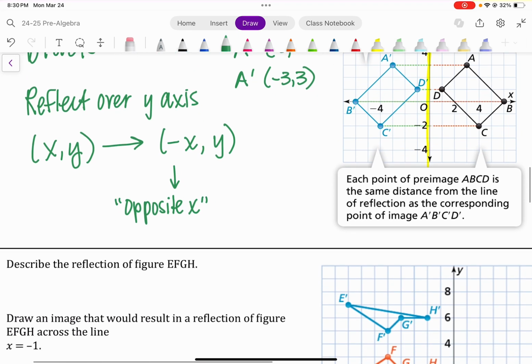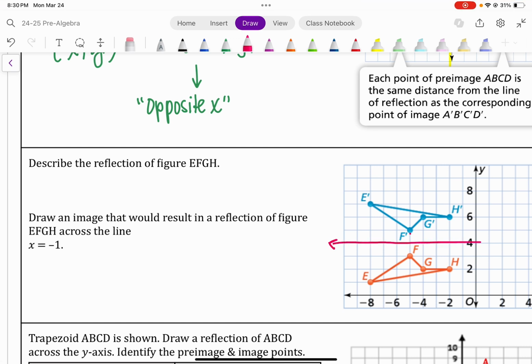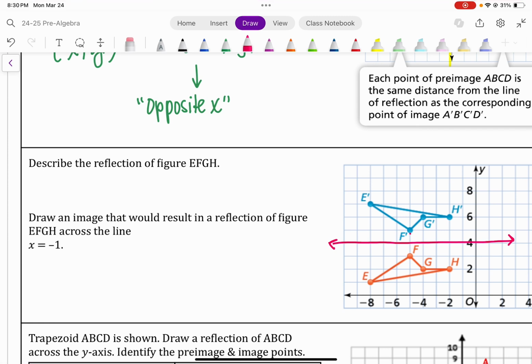Okay. All right, the next one gives us this really crazy shape, almost like a paper airplane that's been messed with. So we're going to go from the orange to the blue, and we have to find what that line of reflection is. So I can see these 2 points, F and F prime, are 2 away from each other. So halfway between those is our line of reflection. I can see that G is 2 below, so G prime is 2 above. H is 2 below, H prime is 2 above.